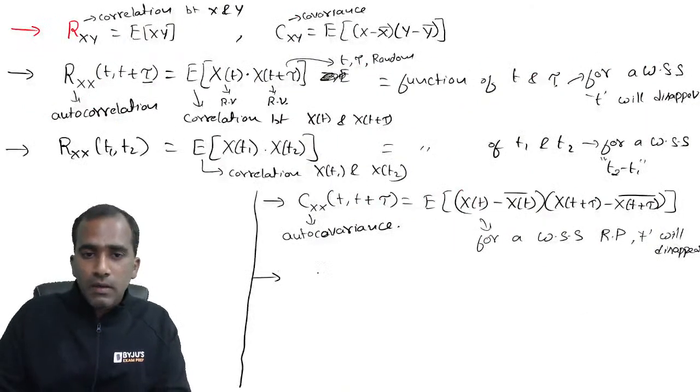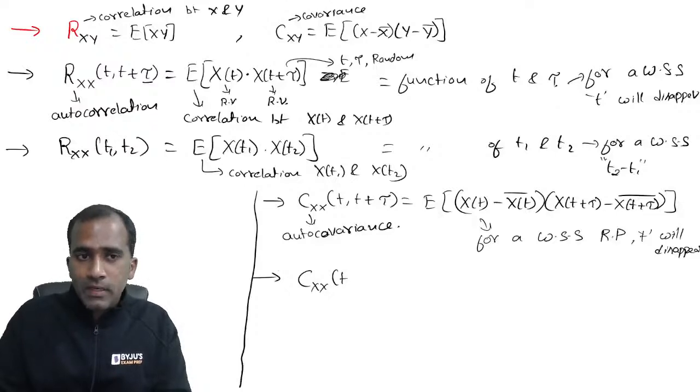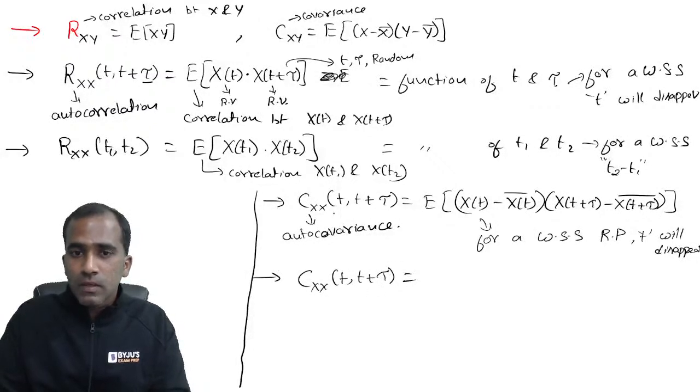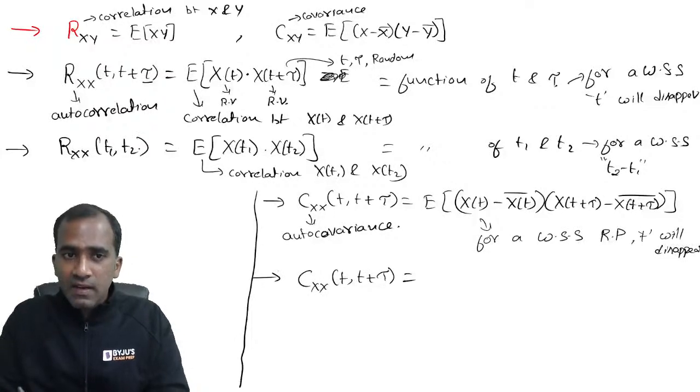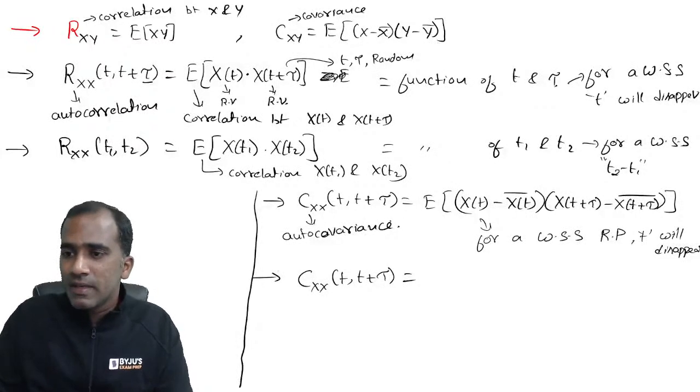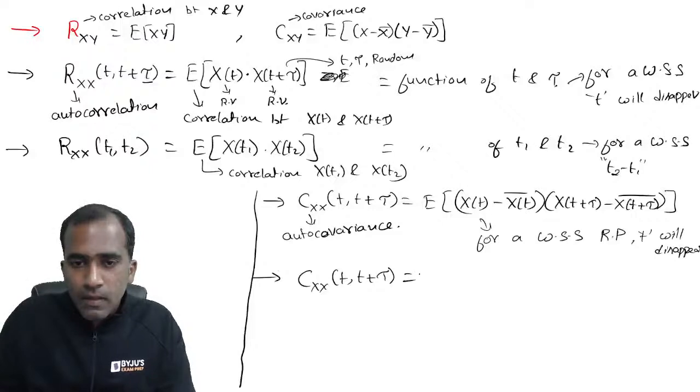Right. Now let us understand the relation between autocovariance and autocorrelation, these two. Let us try to establish the relation between these two. Autocovariance also you can understand with t1, t2 times. You can try to write the same thing with t1 and t2 also. You'll be able to write it. It's an easy thing.